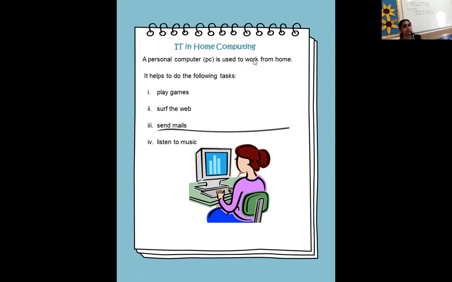Let's discuss one by one. IT used in home computing. It might be a simple to-do task where we use it in our house. Might be to play games or surf the web. Surf in the sense to search for some information, send mails and listen to music and many other things. You can add some points other than these listed points, where all or how we use it in home computing.